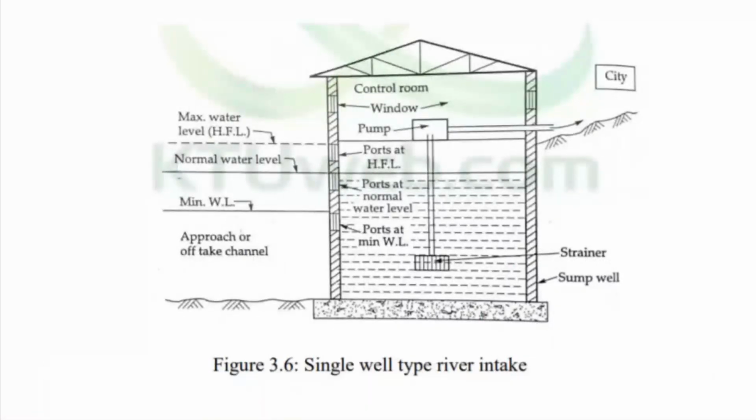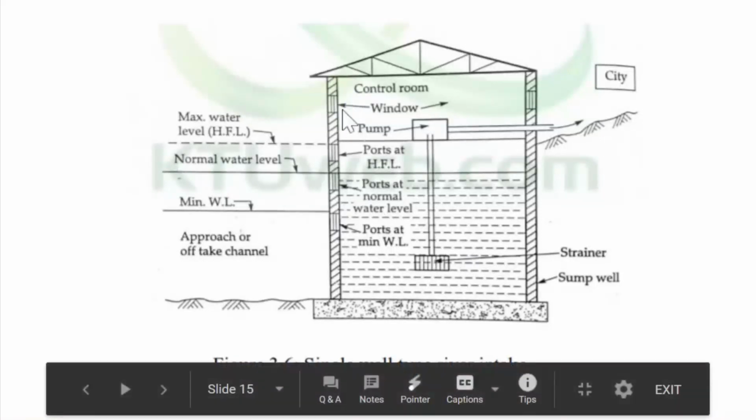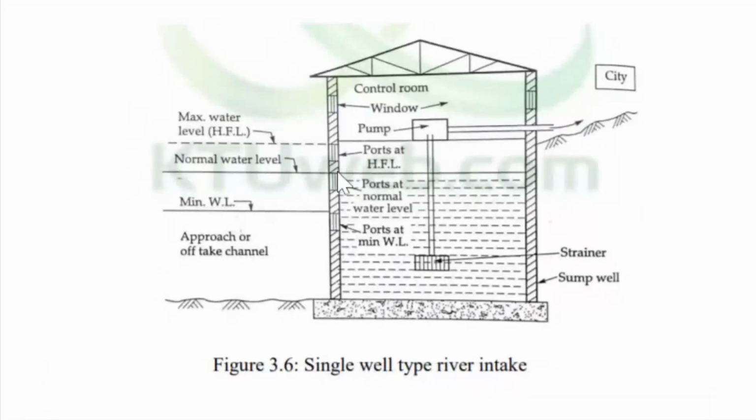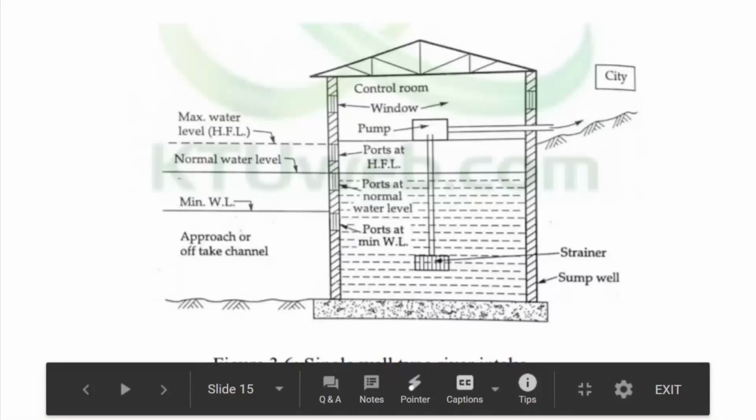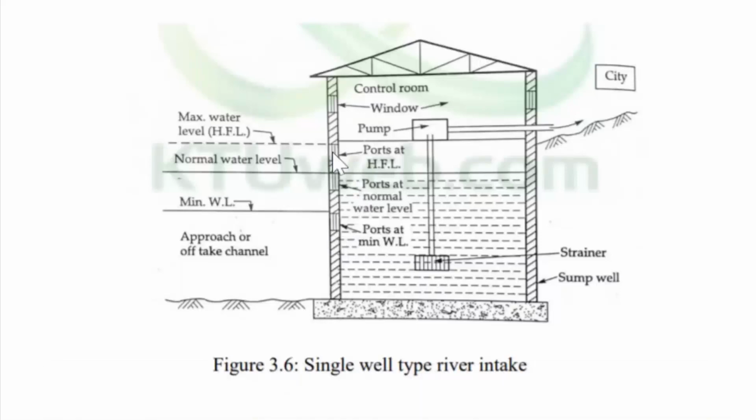This is the figure of single well type river intake. In this, the construction is only a single well, that is a jack well. In this jack well, in the well steining or the well wall, 2 or 3 openings are provided according to the water level in the river body. In the summer season, the lowest part is opened, and at the normal level, when the river is flowing at a normal water level, the middle ports are opened, and at the highest level, that is in the high flood level condition, the topmost ports are opened.